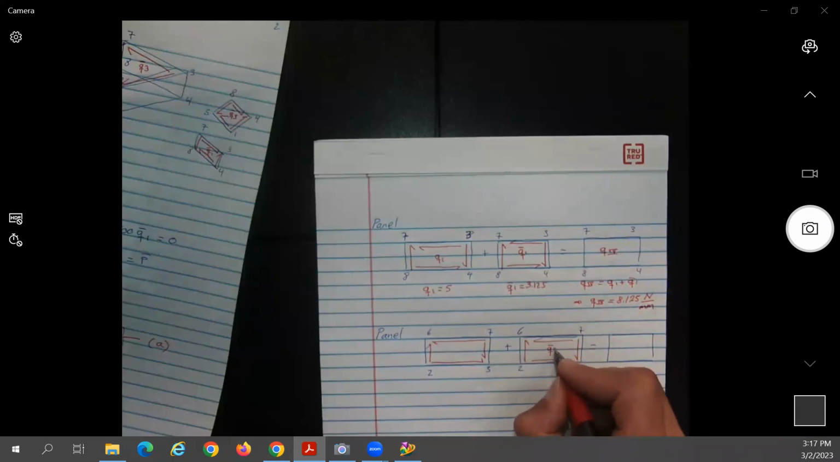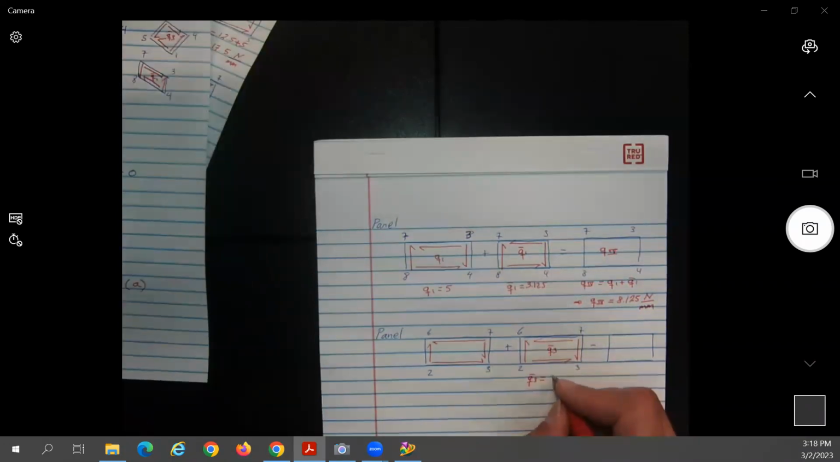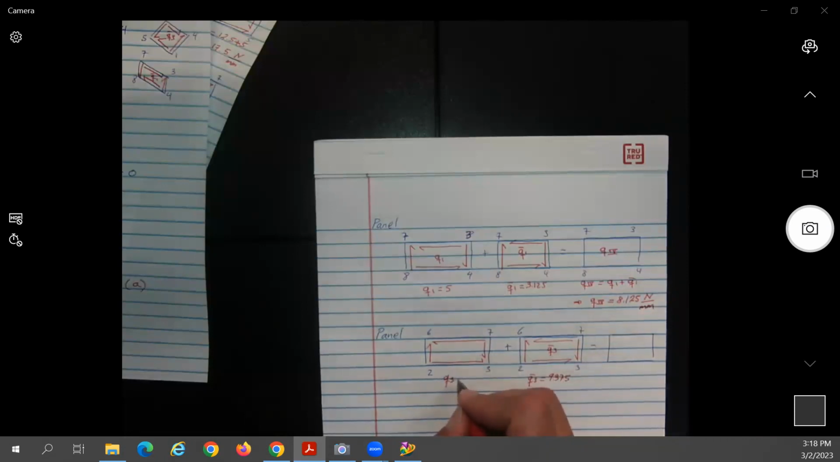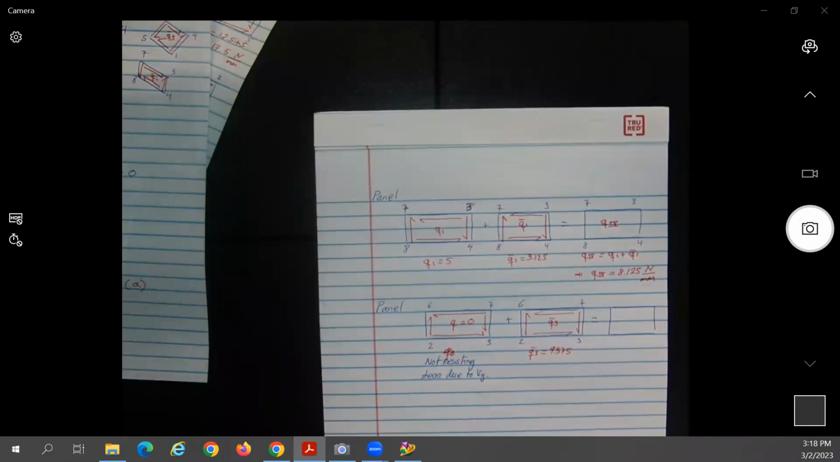So Q bar 3, what was that value? Was it 9.375? I don't put negative because I already put the negative on the direction. And here, what was Q3? There is no Q3, but basically we know that due to bending, this panel was not resisting. So you can write over here, this panel not resisting shear due to VY. Why? Because it's perpendicular, it's not the direction of the loading. Is that clear? Okay.